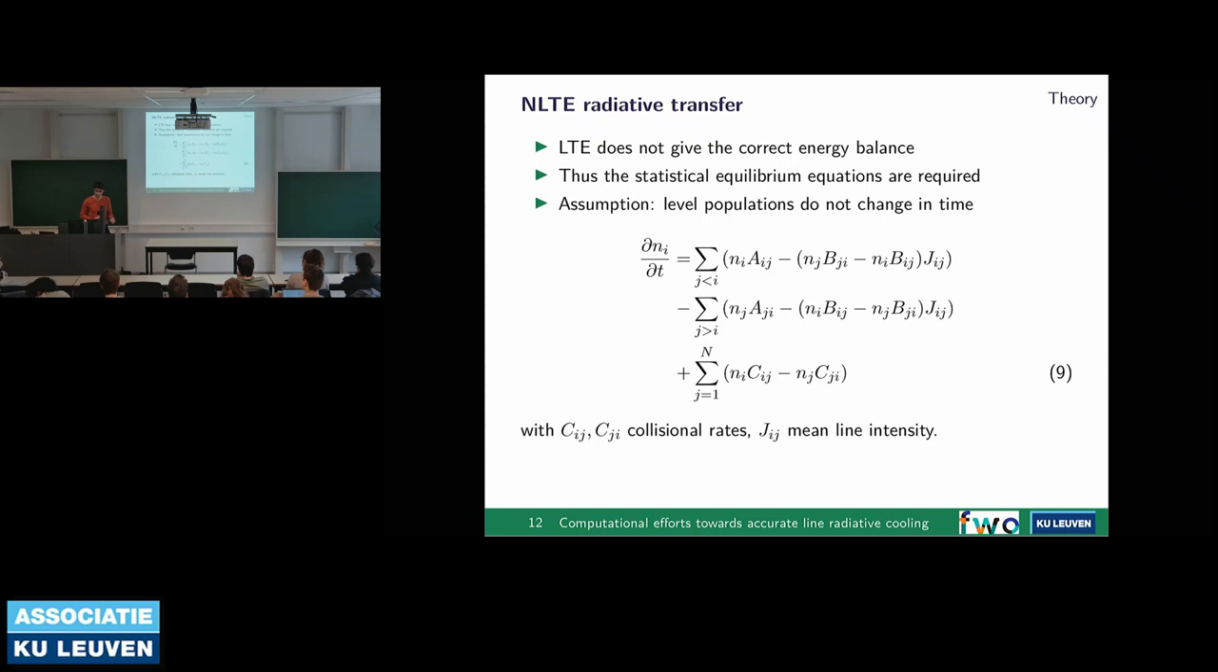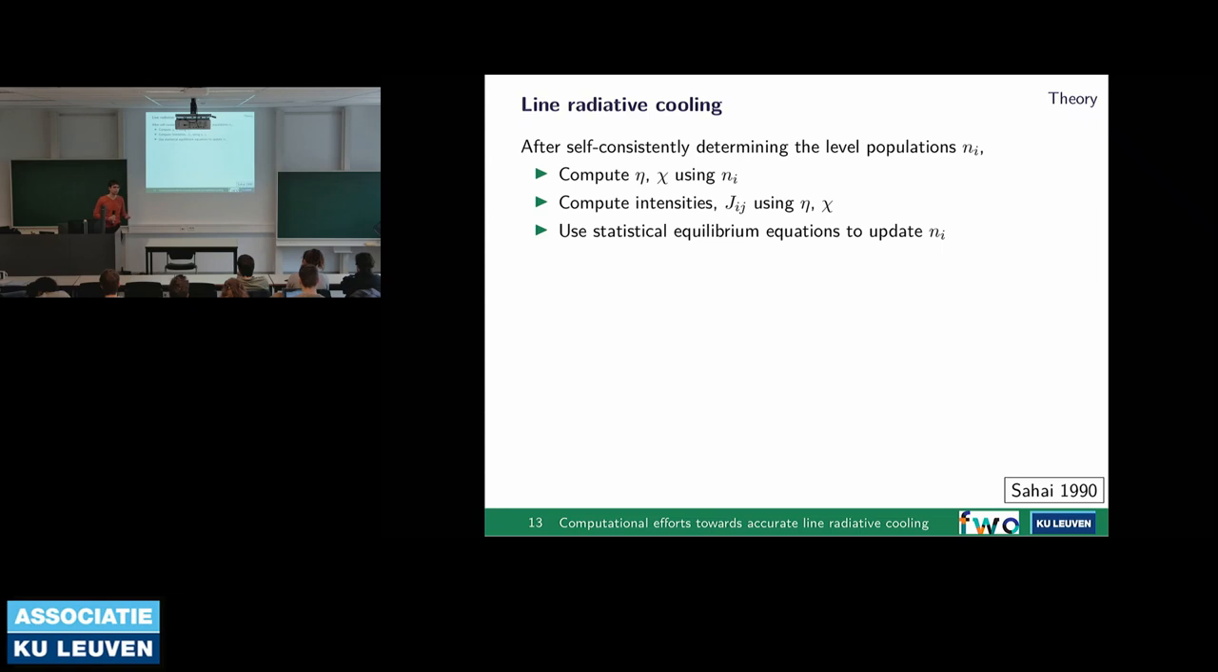And with that, we can compute cooling. But first, we obviously need to calculate our level populations self-consistently. So how do we do that? We need an iterative procedure. We start with LTE level populations. From these, we calculate emissivities and opacities. From these, we calculate intensities. And then back to level populations we go with the statistical equilibrium equation. Repeat for a few iterations, and you get your self-consistent radiative transfer.